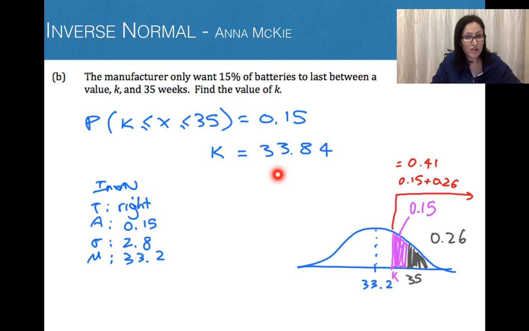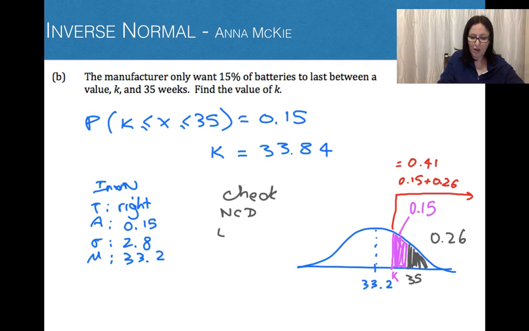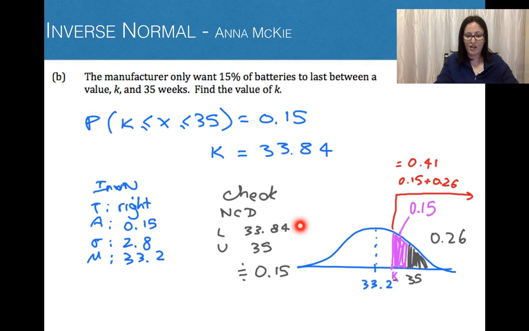Just a point that you can do, you could always go back and check this just to see if you've got it right. If you use NCD and you put in a lower bound of what you've just found, K, 33.84, and an upper bound of 35, you'll end up getting an area of approximately 0.15, and that's a way of checking that the K value you've got actually gives you the right value that you're after in the question.